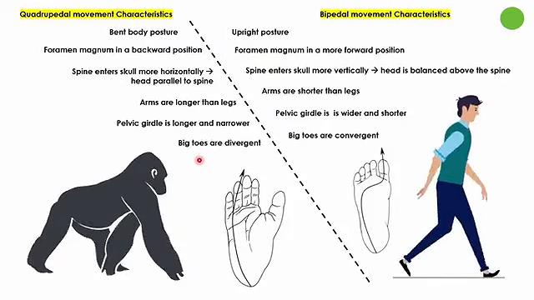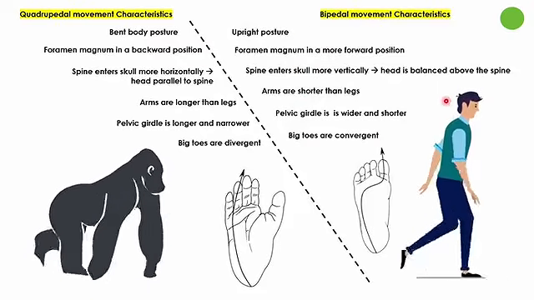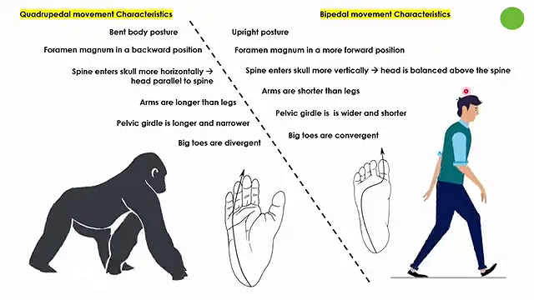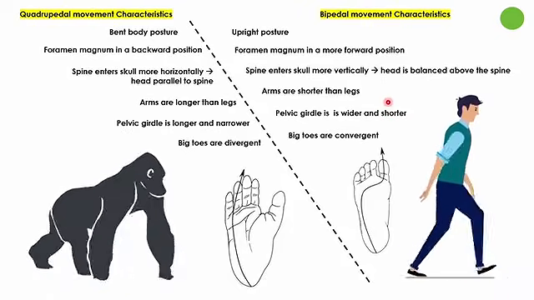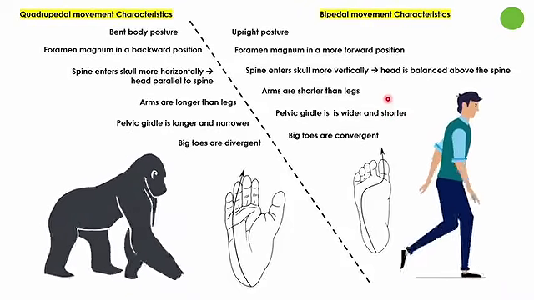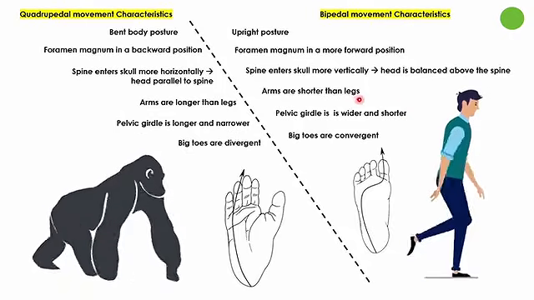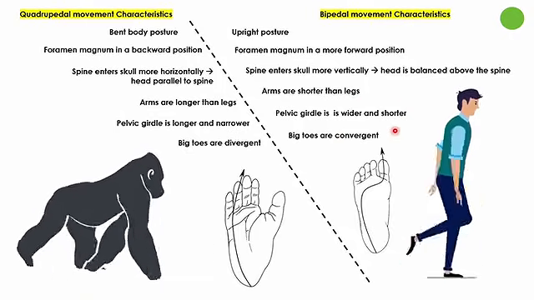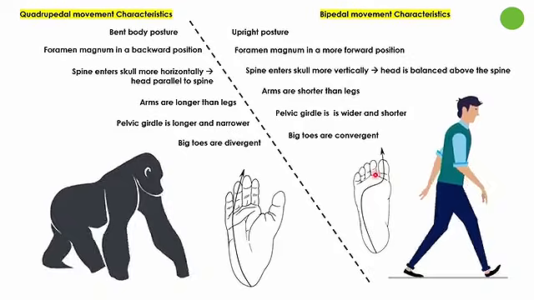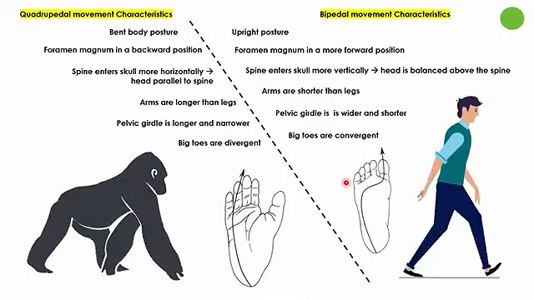For the human, we see that it's got an upright posture. The foramen magnum is in a more forward position, which helps with the center of gravity. The spine enters the skull more vertically. The head is balanced above the spine, as I've indicated with the pencil example. And the arms are shorter than the legs. The pelvic girdle is wider and shorter to support the body weight. And the big toes are convergent, meaning they're all pointing in the same direction.